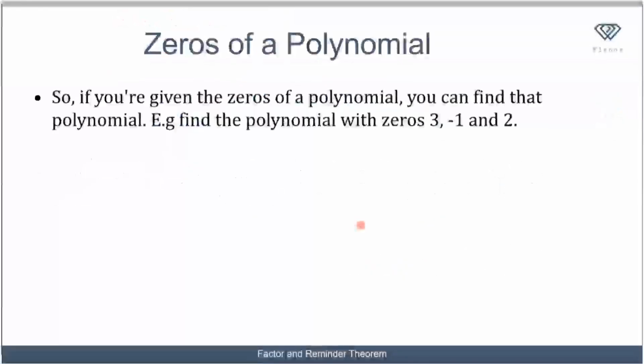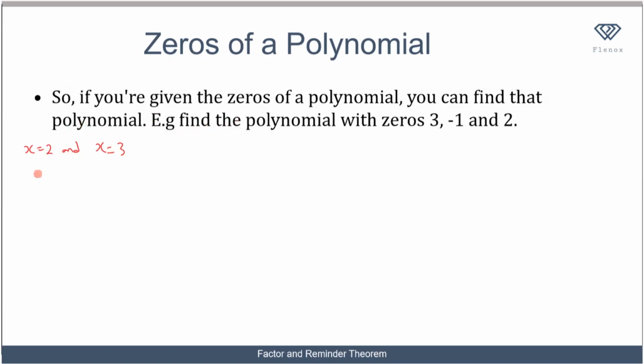So how do we go about this? Let's look at a specific example. If you are given the zeros of a polynomial, you can find that polynomial. And what do I mean by that? Like in the previous examples, where we were asked to find the zeros of the polynomial, we found that the zeros are x equals 2 and x equals 3, if you recall. So now if you are told that the zeros of a polynomial are 2 and 3, we should find a polynomial. So what do we do? We just work backwards.